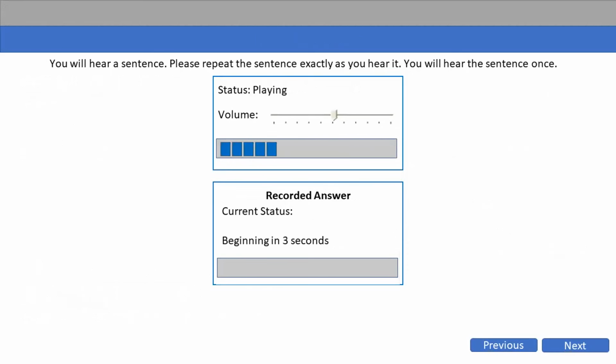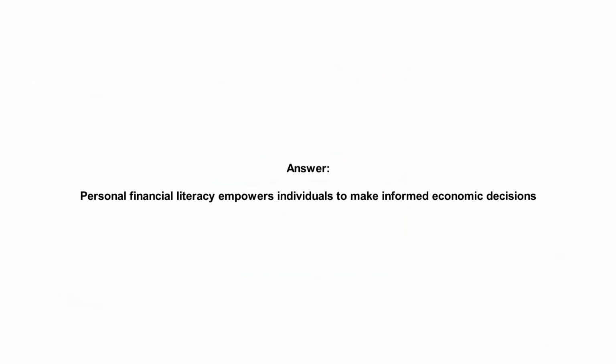Personal financial literacy empowers individuals to make informed economic decisions.